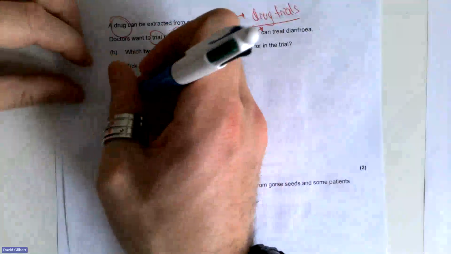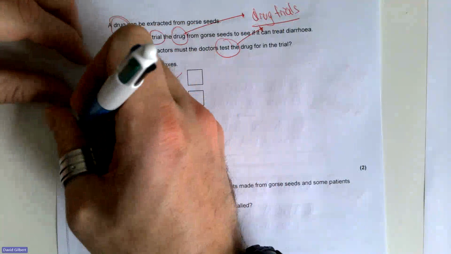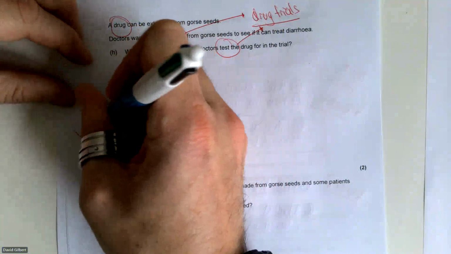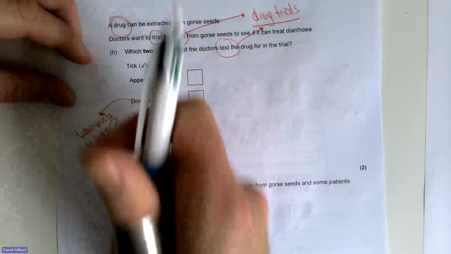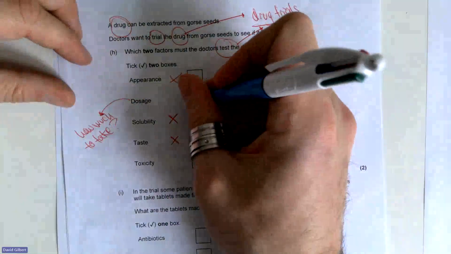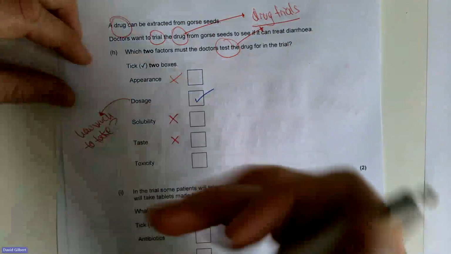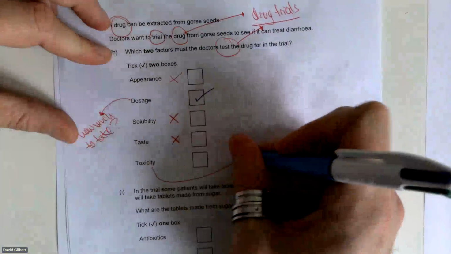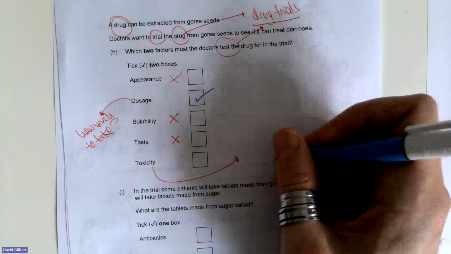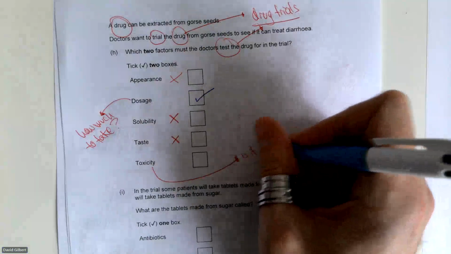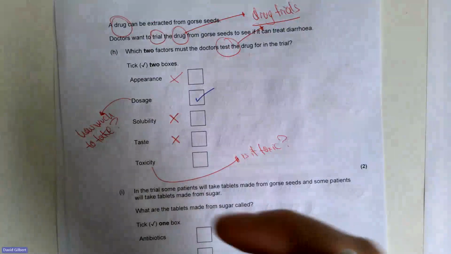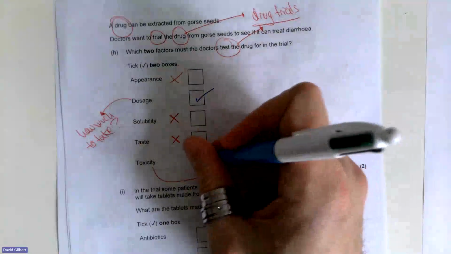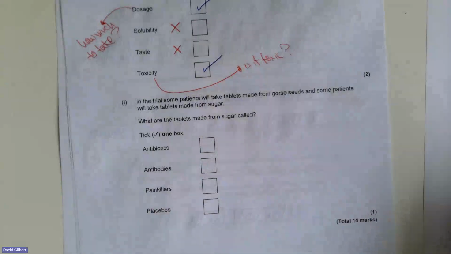Now, if you think about dosage, what do we mean by dosage? How much to take? Is that an important factor? Yes, it is. So they want to test what's the correct amount to take. Toxicity? Yes, because toxicity, what does that mean? Is it toxic? Is it dangerous? Is it poisonous? They want to know that before they give anyone the drug. So yes, absolutely.